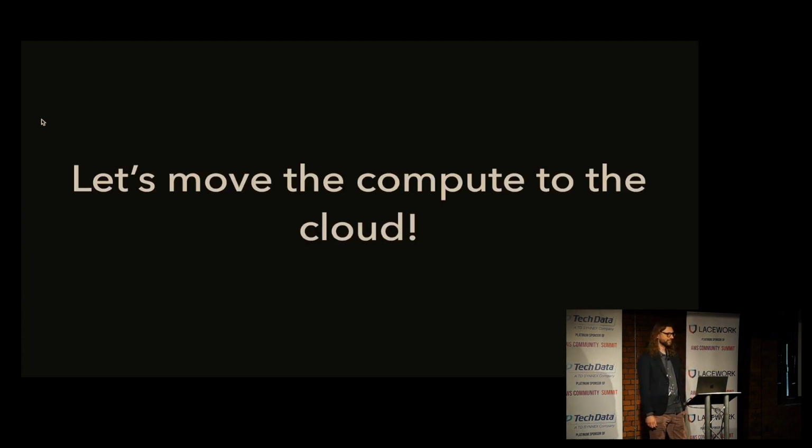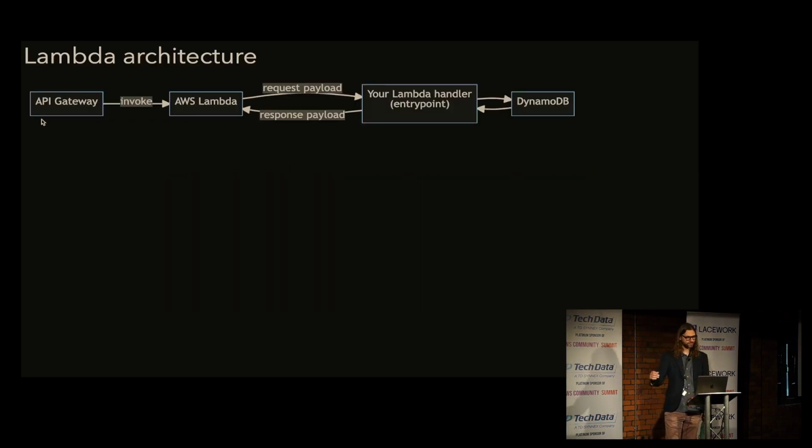All right, so let's move that compute to the cloud then. Let's get all of our Lambda functions in. Let's move the last piece. The Lambda architecture that we're after here is API Gateway receives that HTTP request. It turns that into a JSON blob, and it posts that over to the AWS Lambda service. AWS Lambda gets it, and then starts up a container if it needs to, or virtual machine containing your code, and then sends that request JSON over to the entry point.